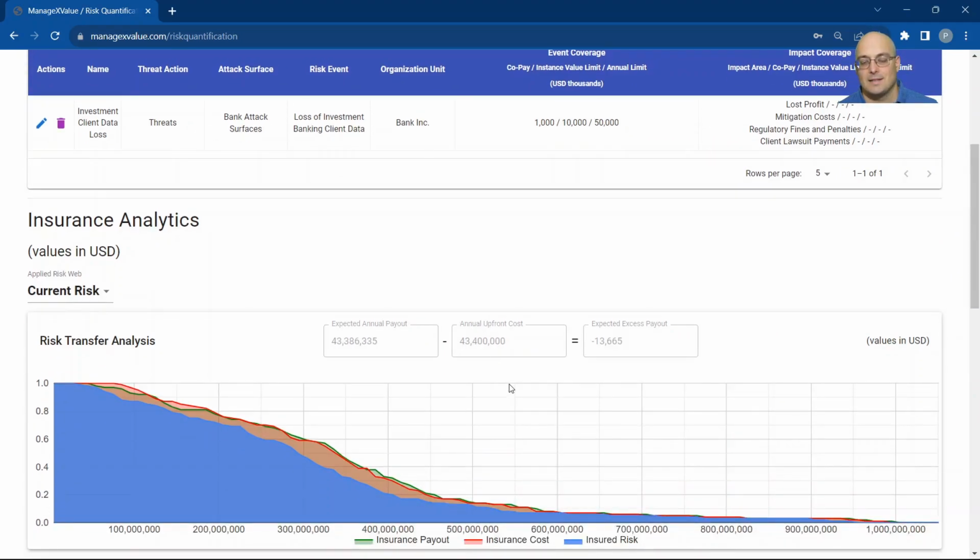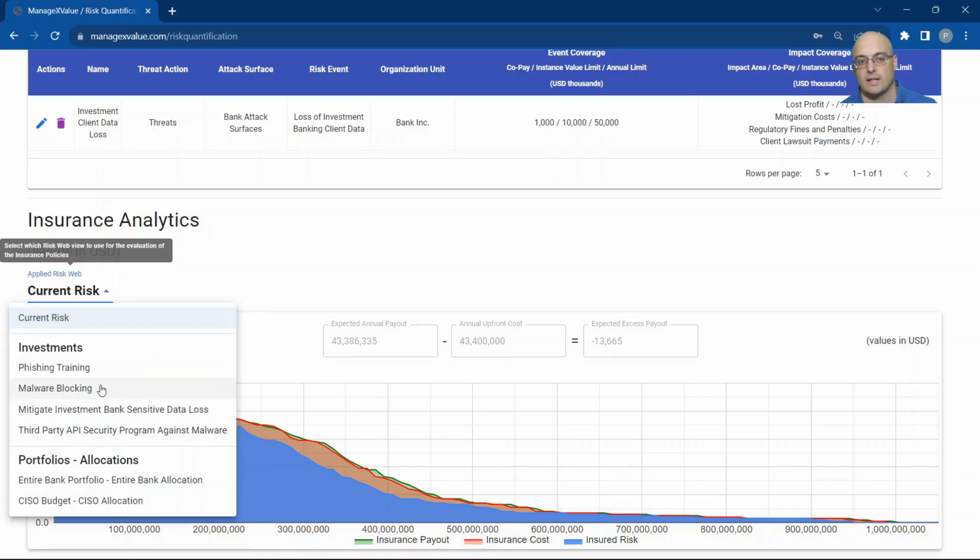Having said that, the beauty of the insurance policy valuation really comes in not just in terms of evaluating your current reinsurance policies, considering your current risk landscape, but it enables you to consider the impact of any of your investments or portfolio of investments, and then how that would impact the current insurance policies.